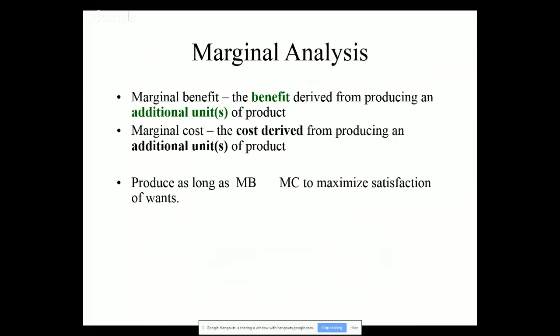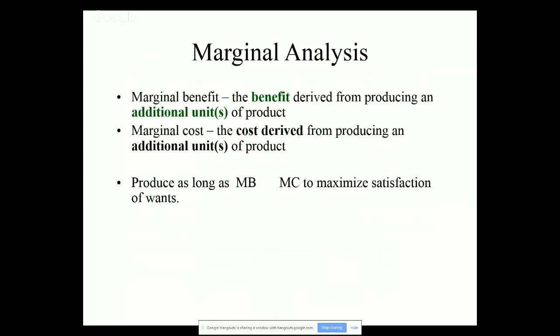So the next thing we want to talk about is the difference between marginal benefit and marginal cost. In economics, the word marginal means the next additional. So when we talk about marginal benefit, what we're looking at is the benefit derived from producing an additional unit of a product. So we're saying to produce one more unit, what would be the benefit of producing that next additional unit? And marginal cost would say, what would be the cost of producing one more of the product?